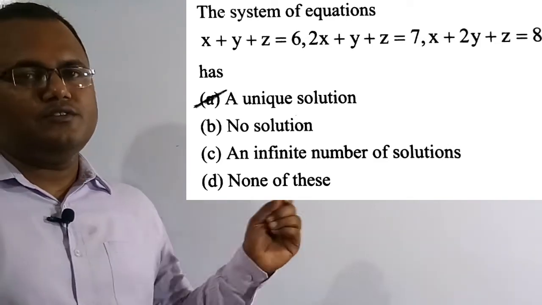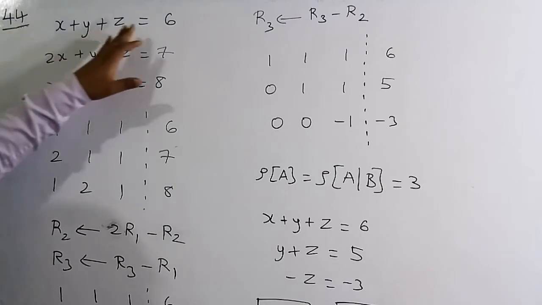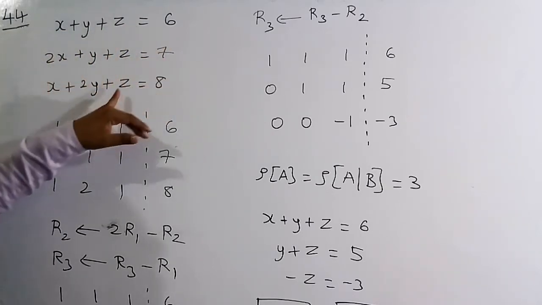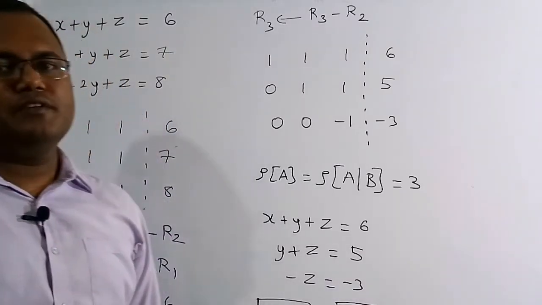So now we are going to solve the numerical. So here in the question they have given 3 equations, which are x plus y plus z is equal to 6, and 2x plus y plus z is equal to 7, and x plus 2y plus z is equal to 8. So for these 3 equations we have to find what is the nature of the solution. We need to figure out.